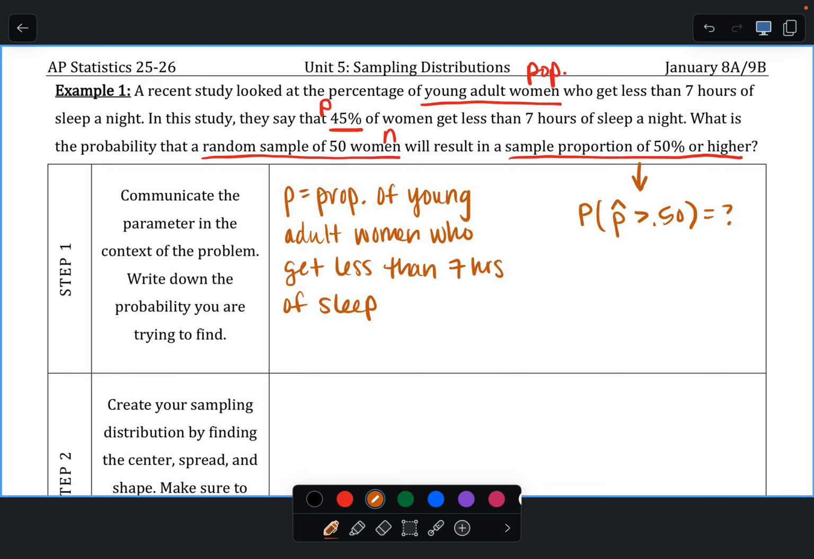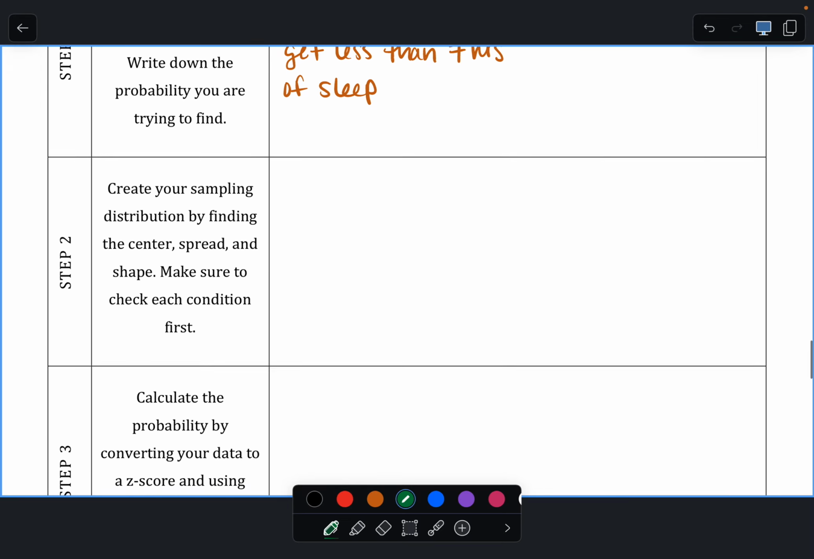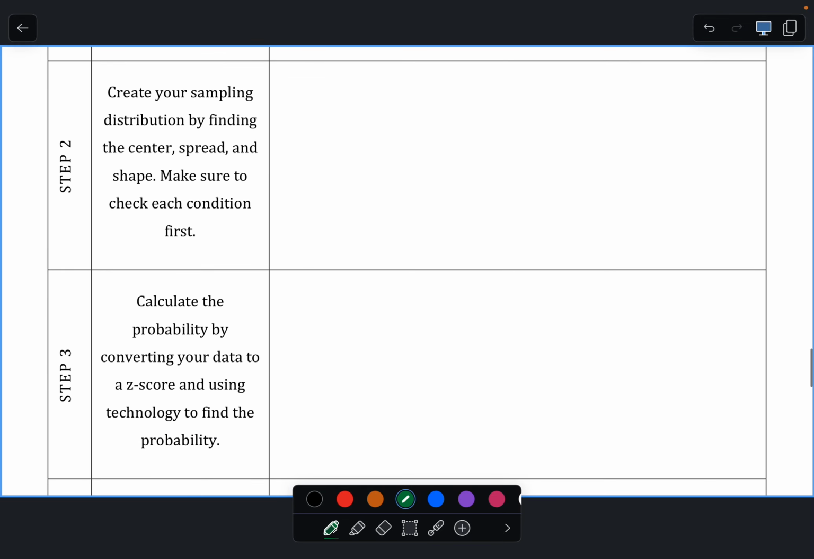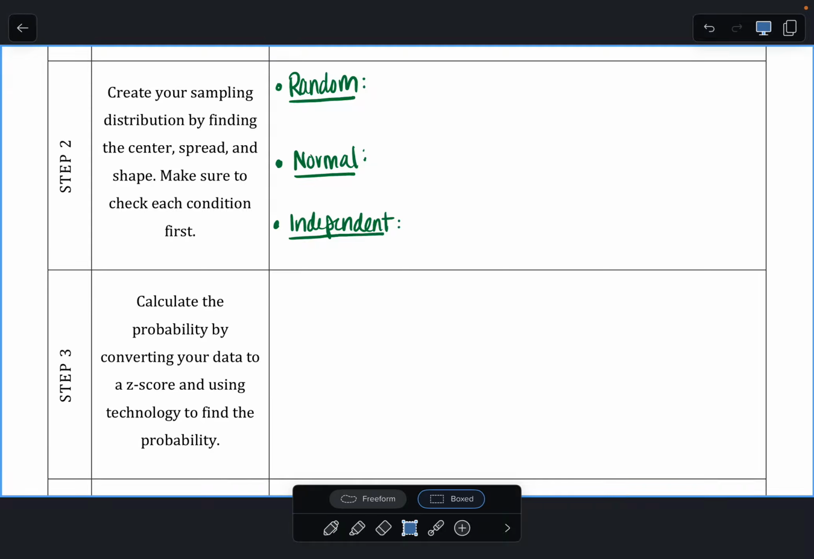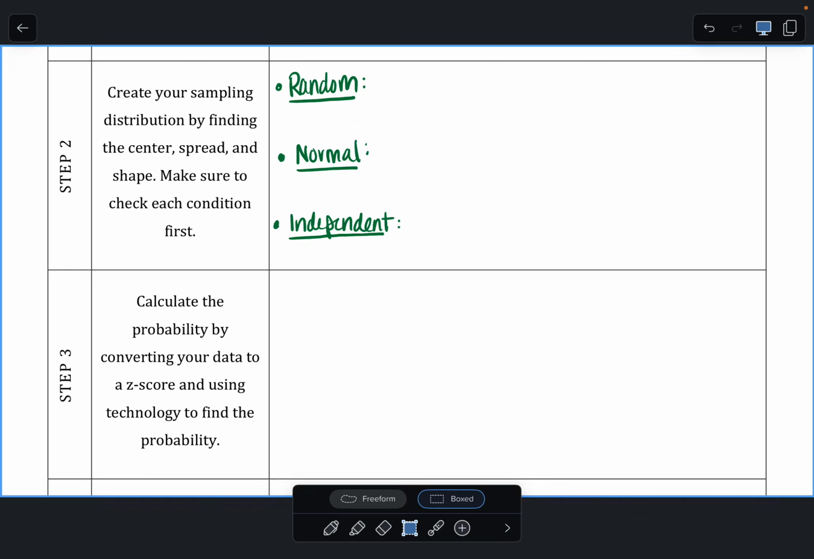Okay, so step 1, done. Step 2, this is where we do the new stuff. We check the 3 conditions. A lot of the time, because I will sometimes forget to check all of my conditions, I make bullet points. So I know I need to be checking, is it random? Is it normal? And is it independent? Doing this ensures that you don't forget one of them, because all 3 have to be there on the AP exam to get full credit.